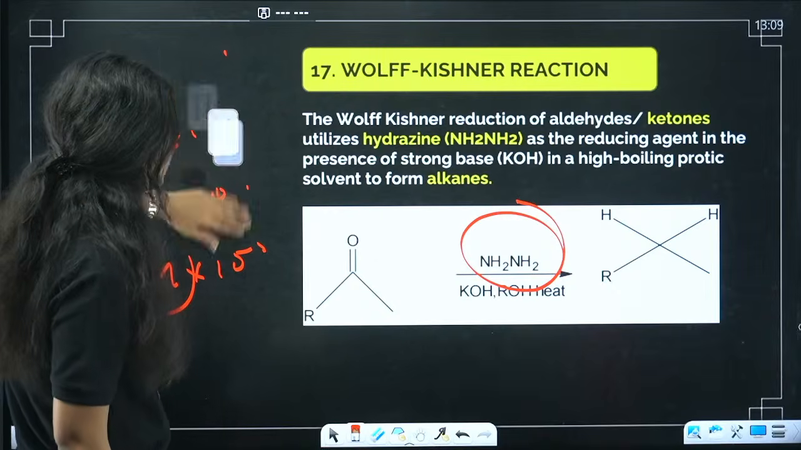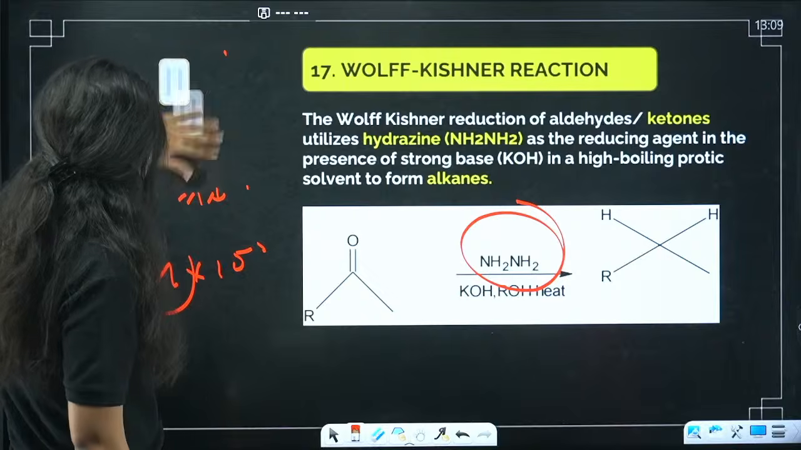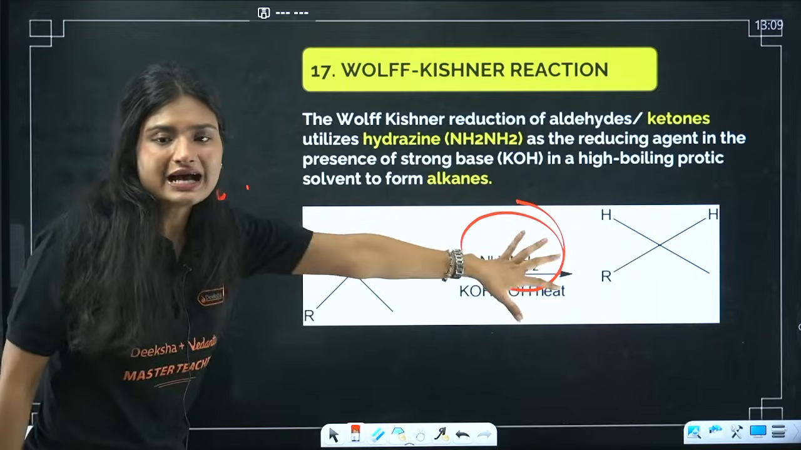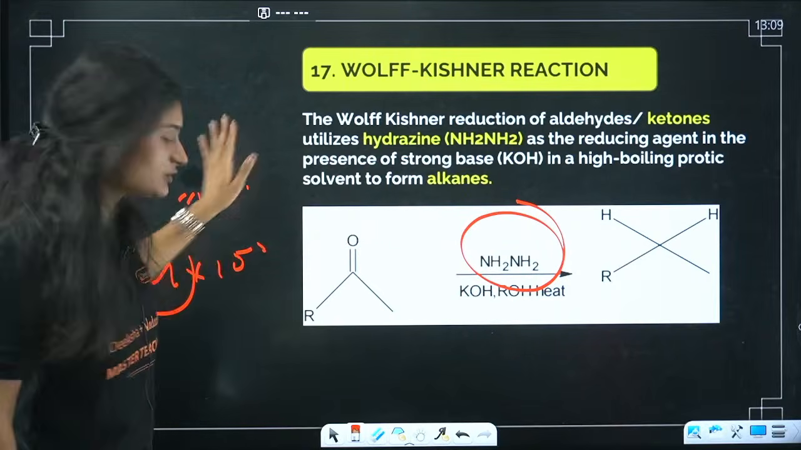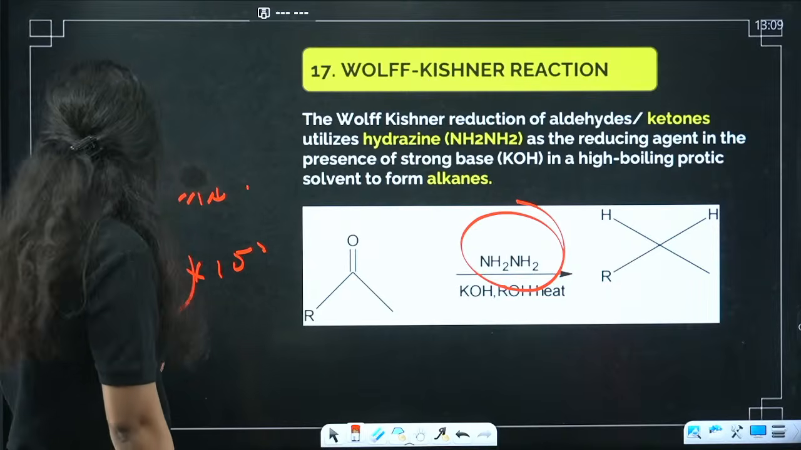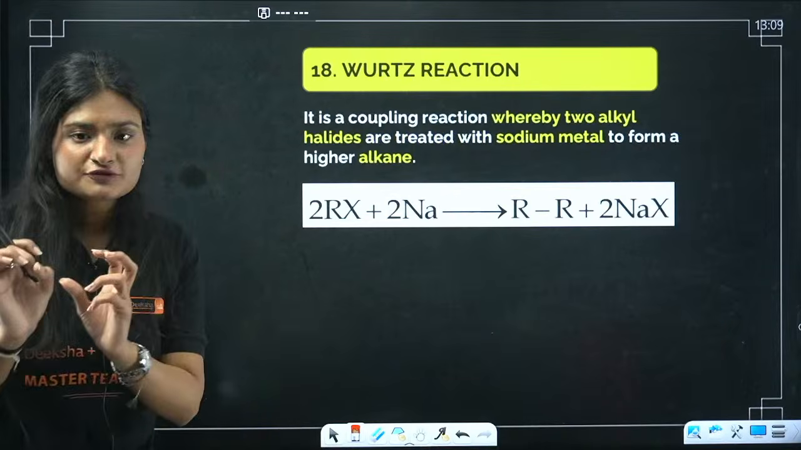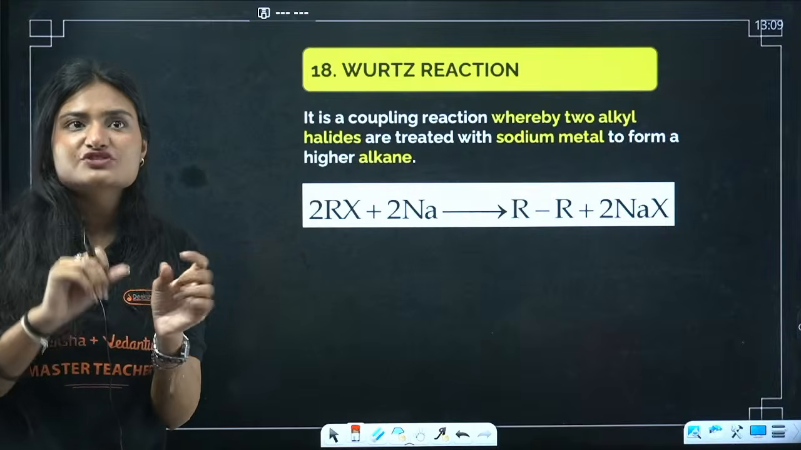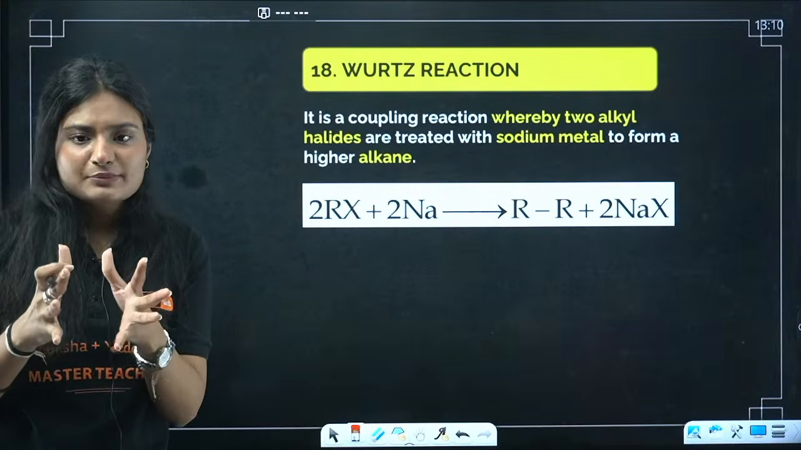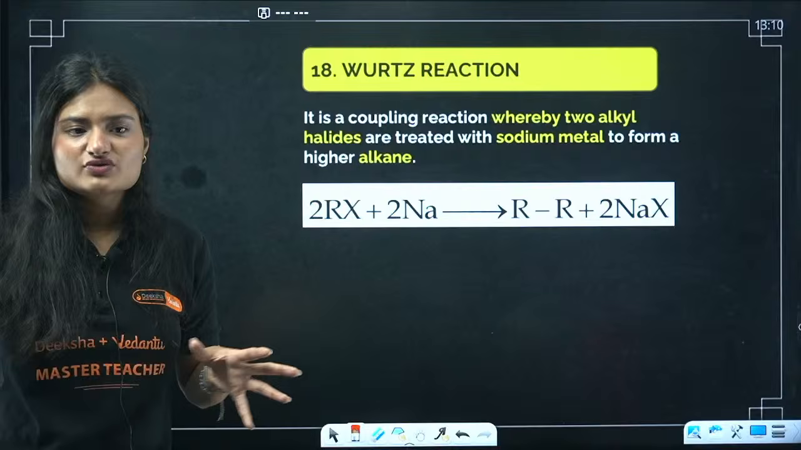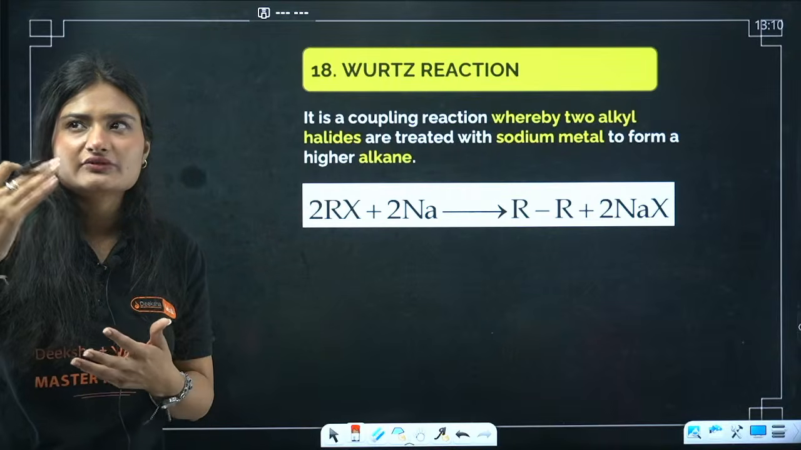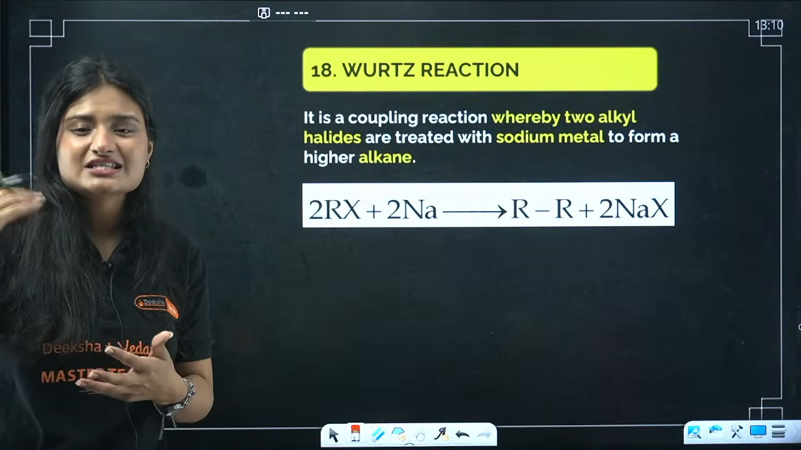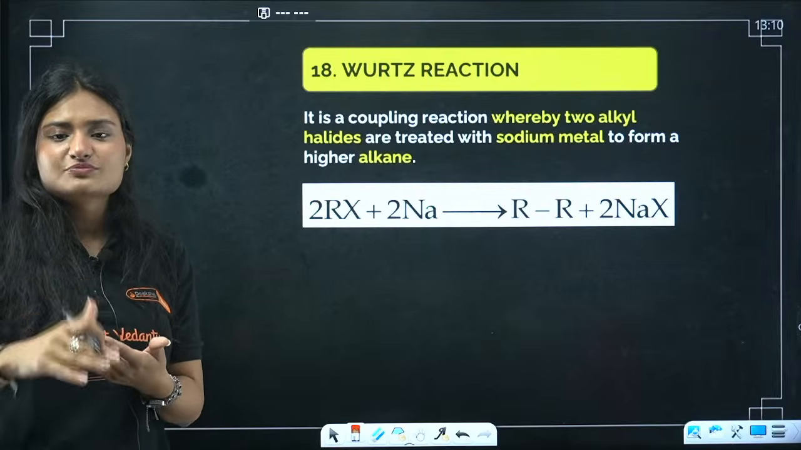Wolff-Kishner: we convert aldehydes or ketones, carbonyl compounds, to alkanes. That is your Wolff-Kishner reaction. Next one is the Wurtz reaction. Wurtz and Wurtz-Fittig are two types of reactions. In both reactions we get an alkane-type product. In this case we get an alkane, in that case we get an alkyl substituted arene.